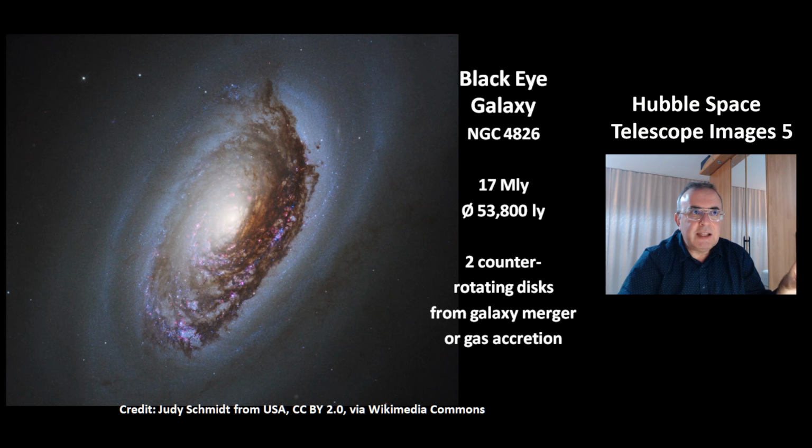This is the Black Eye Galaxy, NGC 4826. It's located at a distance of 70 million light years. Its diameter is 3,800 light years. This galaxy has two counter-rotating disks. This could be from a galaxy merger or from accretion of gas.